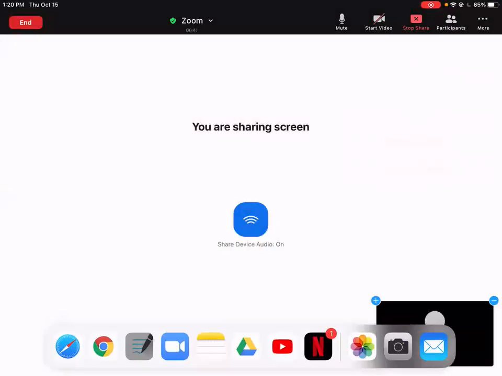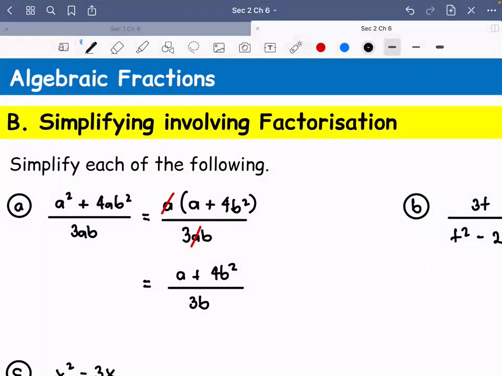Okay, you guys can still see my screen right now. So this is your answer. Do you have any question, class? Sec 2? None? Okay. Again, we factor out a, and then we try to cancel something with that common factor. This one is as is. We cannot divide anything here. So that's letter A.